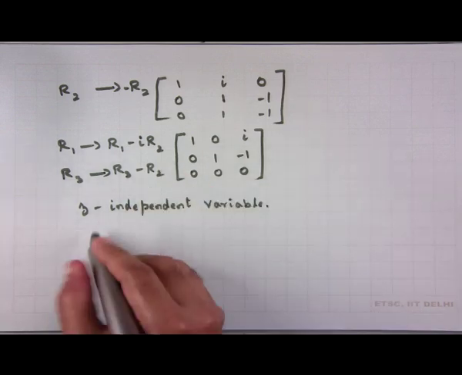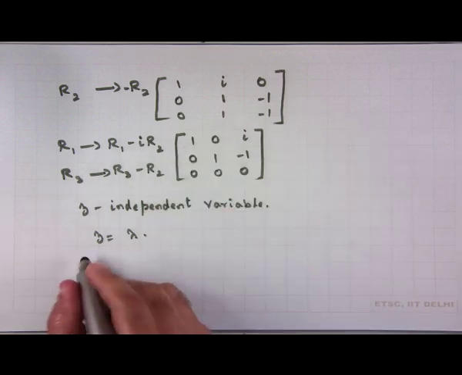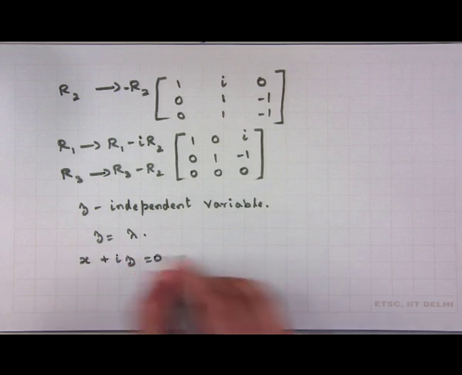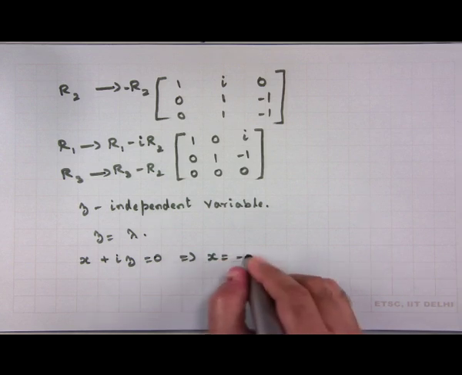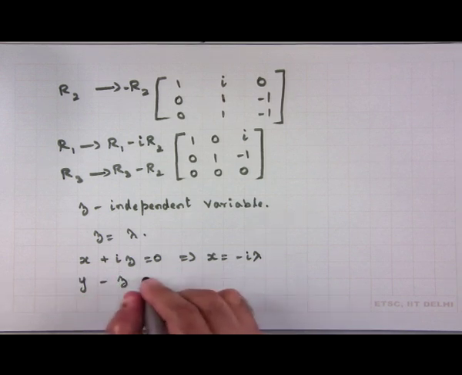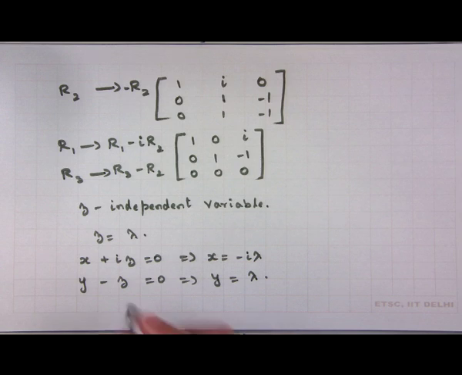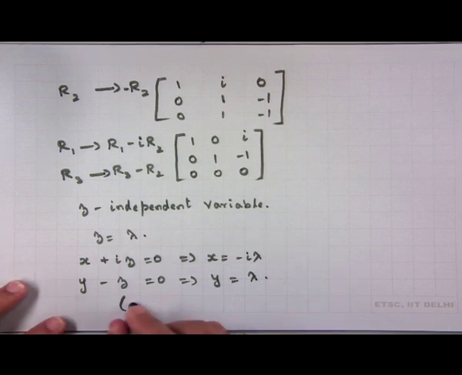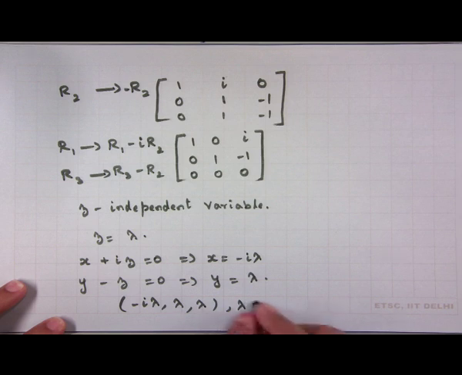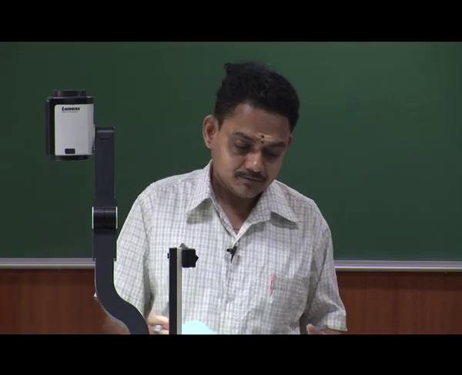So, let us write z as lambda. Now, from the equations, x plus i times z is 0, that will give me x is minus i lambda. Second one, y minus z is 0, that will give me y equal to lambda. Therefore, the solution set is given by minus i lambda, lambda, lambda with lambda in R, which means you have an infinite number of solutions.